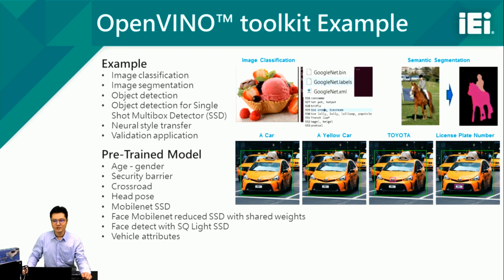And the OpenVINO Toolkit includes many examples and pre-trained models such as object recognition, image classification, age and gender recognition, and vehicle recognition, which you can download to get familiar with the OpenVINO Toolkit interface.